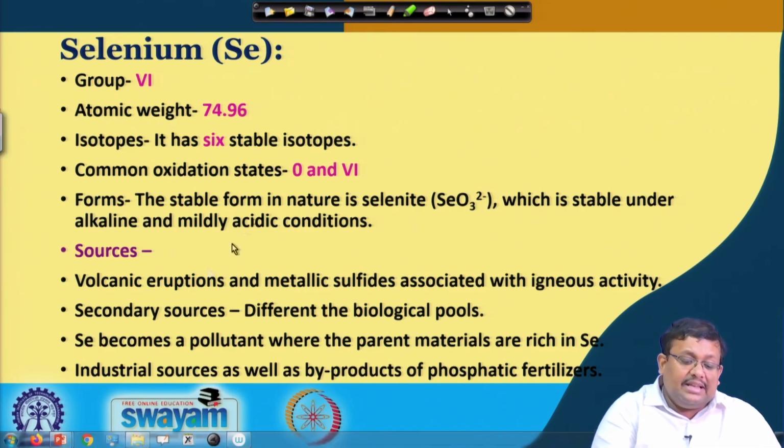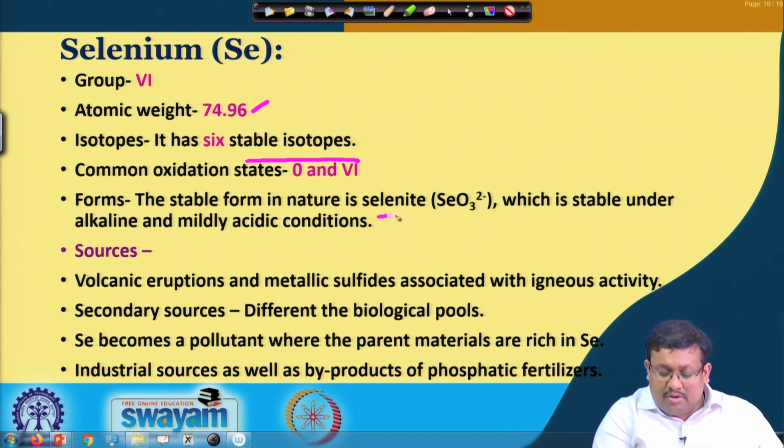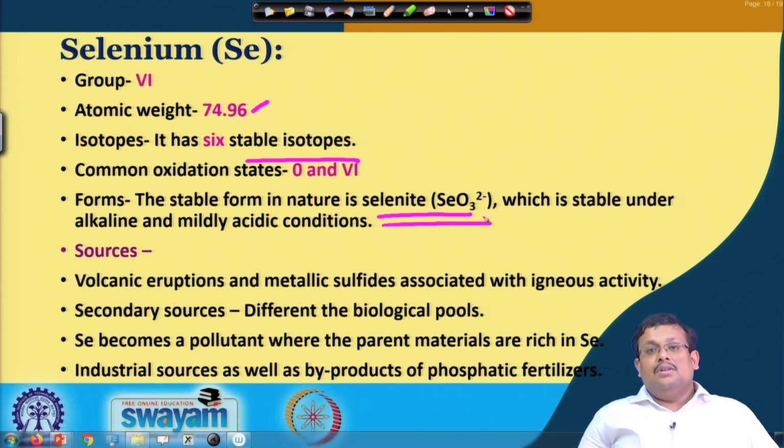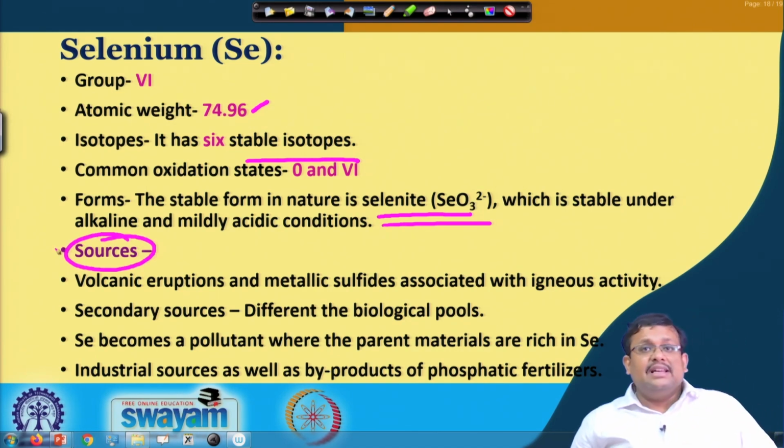Another important element is selenium, which is denoted by Se. It is a group 6 element with an atomic weight of 74.96, and it has 6 stable isotopes, with common oxidation states 0 and 6. What are the major forms of selenium? The stable form in nature is basically selenite. It is the most important and stable form, stable under alkaline and mildly acidic conditions.